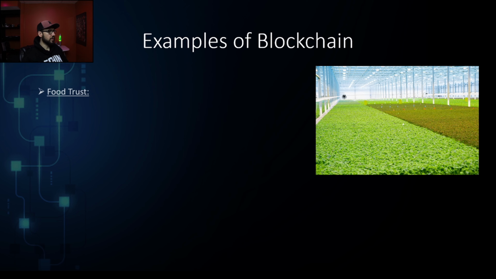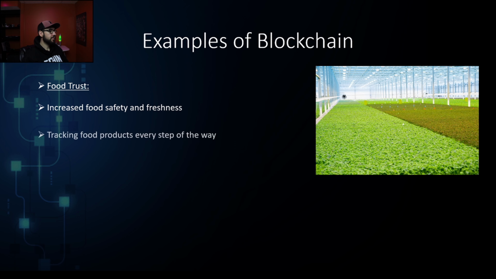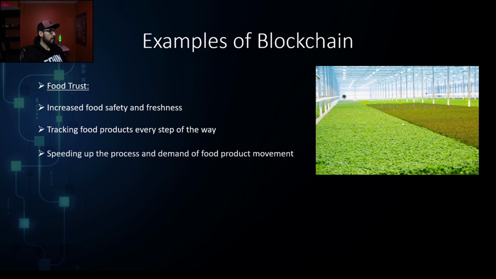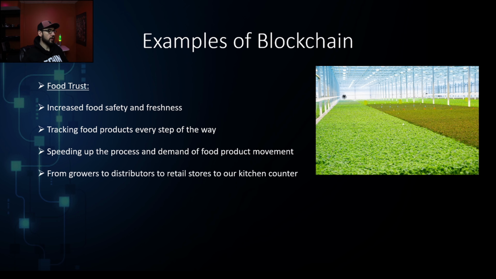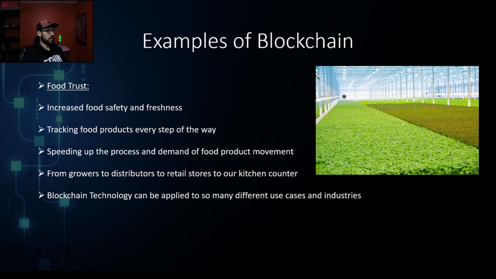So another example would be food trust. This increases food safety and freshness, tracks food products every step of the way. This is very popular in China right now at this moment in manufacturing. It speeds up the process and demand for food product movement, from growers to the distributors to the retail stores to our kitchen counters.